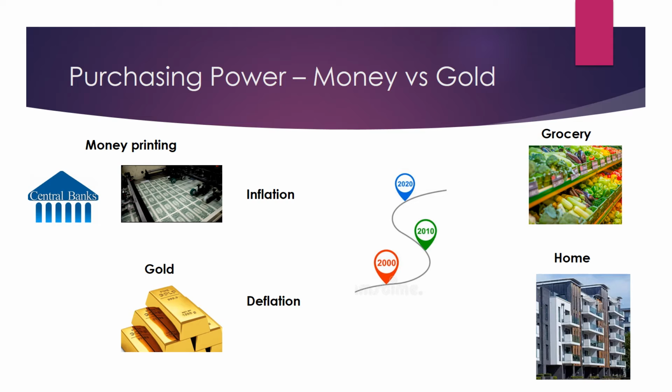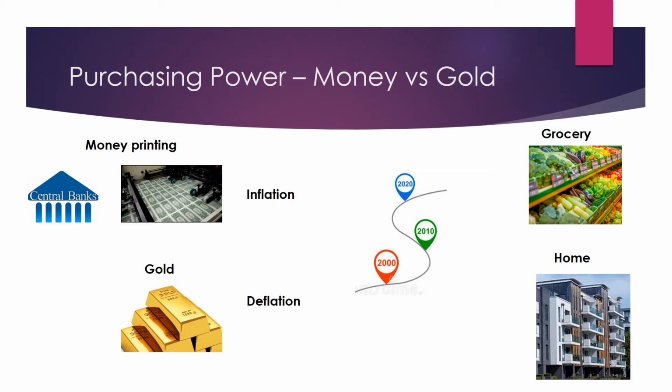So first, purchasing power, money versus gold. When it comes to money, the central banks can print infinite amounts of money, whereas gold is very hard to get out of the ground. So gold is limited in quantity compared to money.